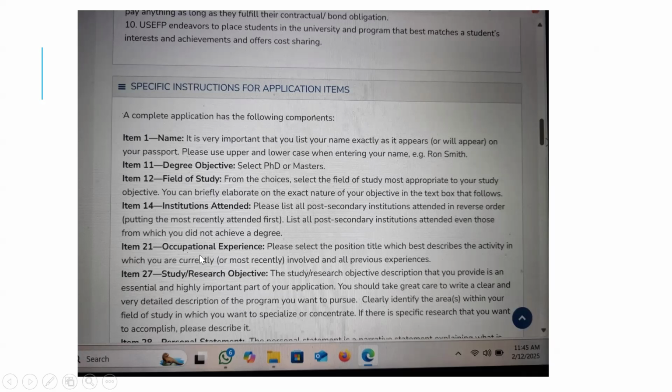Item 21, occupational experience. Please select the position title which best describes the activity in which you are currently or most recently involved, and all the previous experiences. So you need to give your work experiences in item 21.